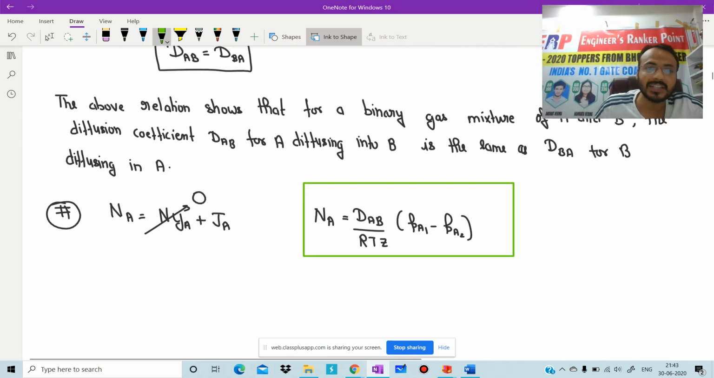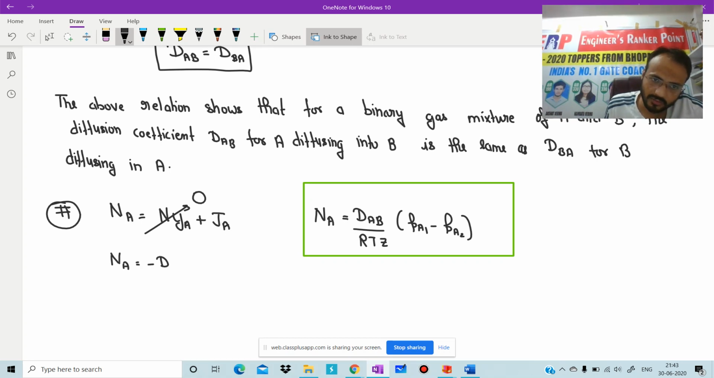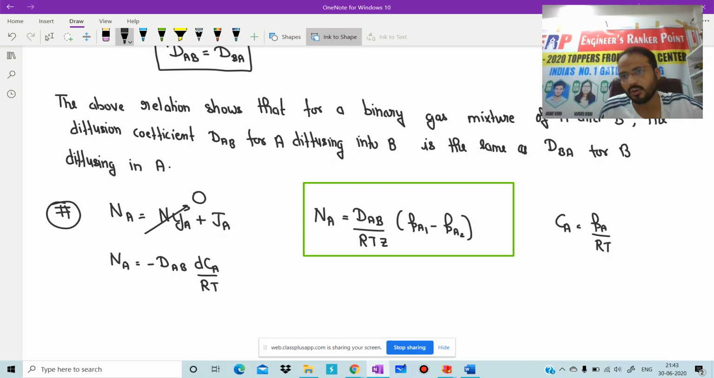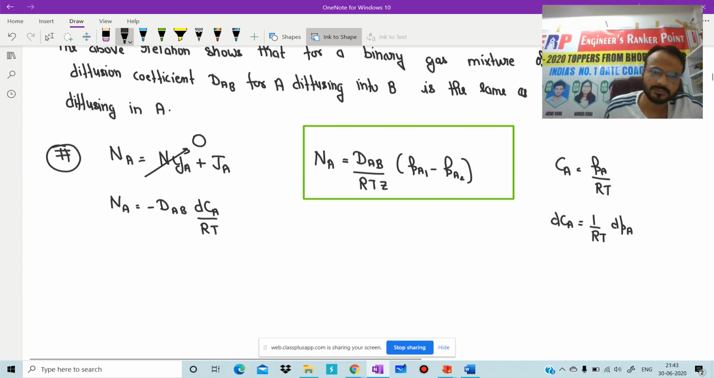We can also derive this. It will take only 2 minutes. Check. We are also able to write NA from this equation. NA is equal to minus of DAB dCA by dz. CA can be written as CA is equal to PA by RT at constant temperature. dCA is equal to 1 by RT into dPA. Yes or no? After that, what can we write?